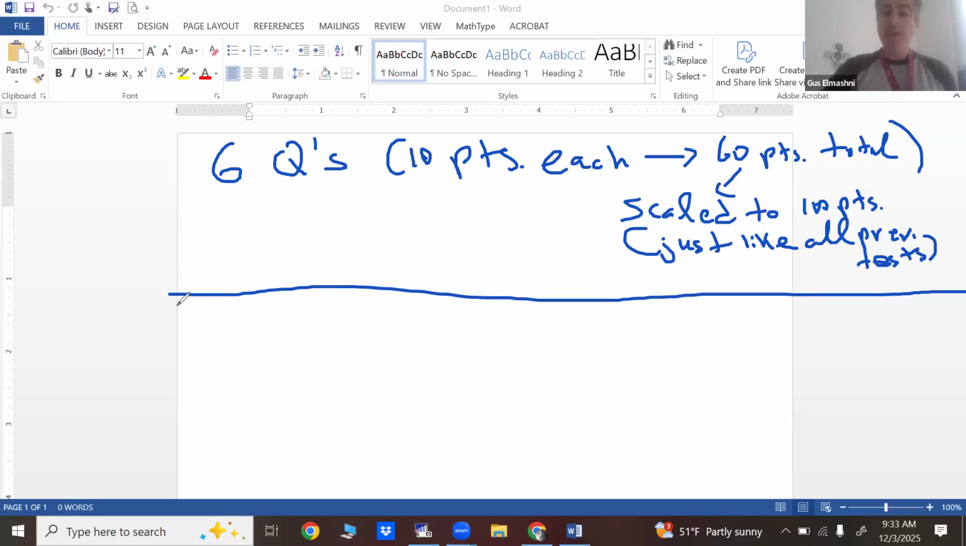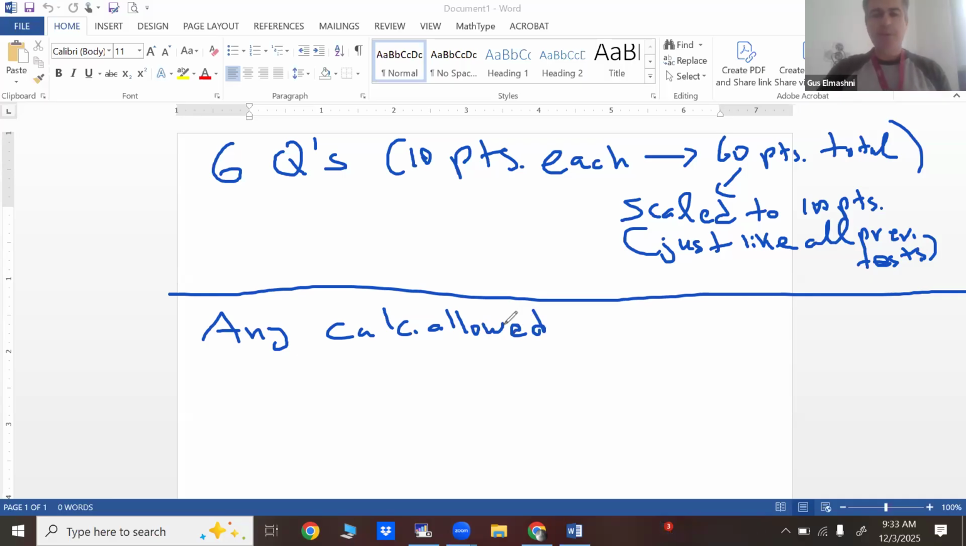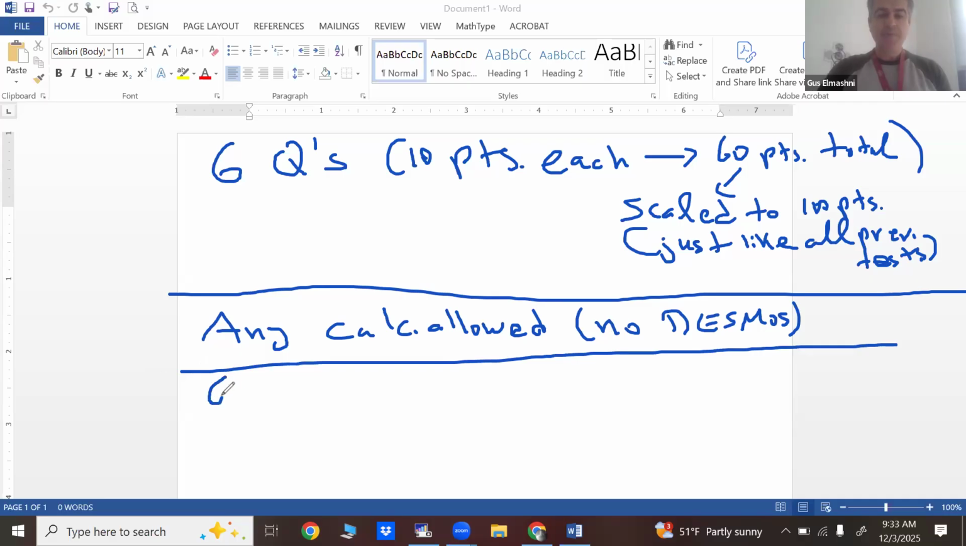Any calculator allowed, but no Desmos. Actually, I'm not sure how Desmos would help, to be honest, but I think just avoid the hassle of trying to set it up because it always seems to be a pain. Any calculator allowed, but no Desmos. 60 minutes, as usual.